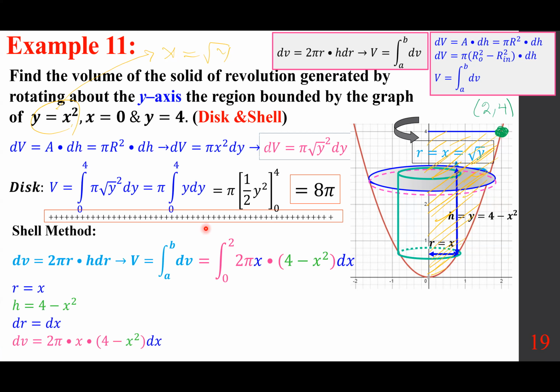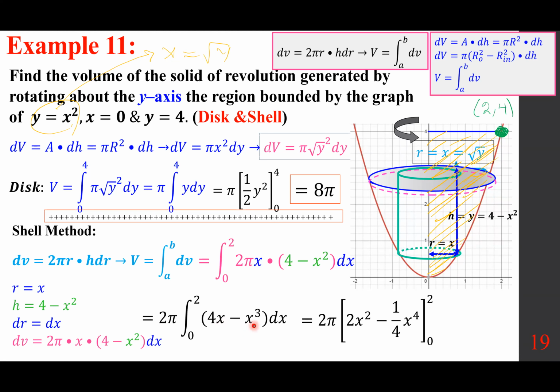Now, of course, we can keep the 2 pi out. This is 4x minus x cubed. 4x results in 2x squared. This is minus 1/4 x to the fourth. If you plug in 0, nothing happens. If you plug in 2 and do the math, 2 squared is 4, times 2 is 8. 2 to the power of 4 is 16, divided by 4 is 4. So 8 minus 4 is 4. 4 times 2 pi is 8 pi. And we get to the same answer.